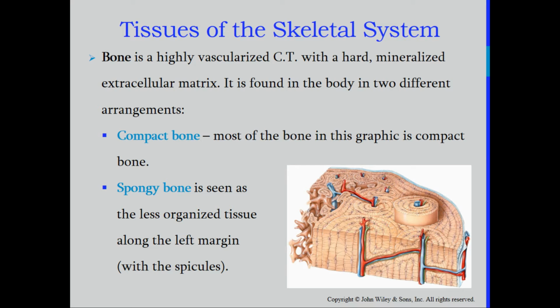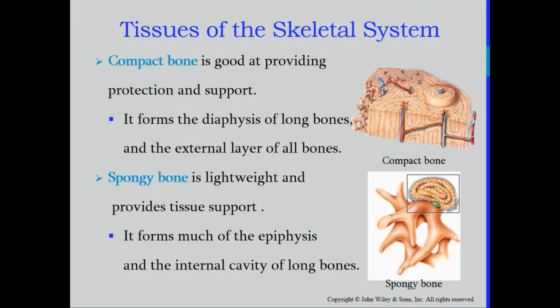There is compact bone and there is spongy bone. Most of the bone in this graphic is compact bone. So as we look here, all of this area is compact bone. Spongy bone is this network of bone right there. And over the next few slides, we will talk about the difference.